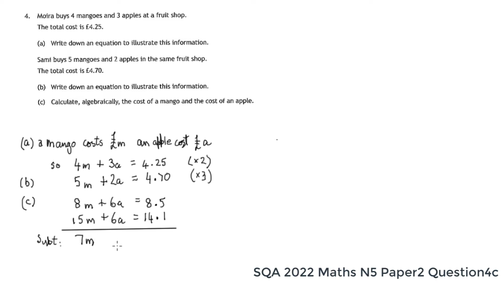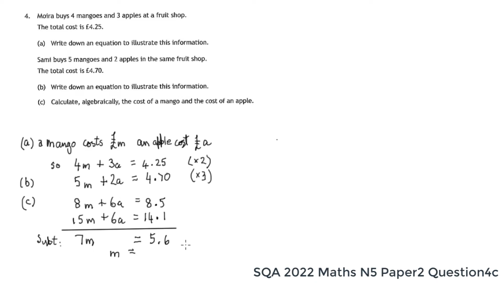6a away from 6a vanishes, that's why we did this times 2 and times 3. And then 8.5 away from 14.5 will give us 5.6. Again, do that in your calculator if you feel more confident with that. So we're almost there. 7 times m is 5.6. To get m, we'd divide both sides by 7.